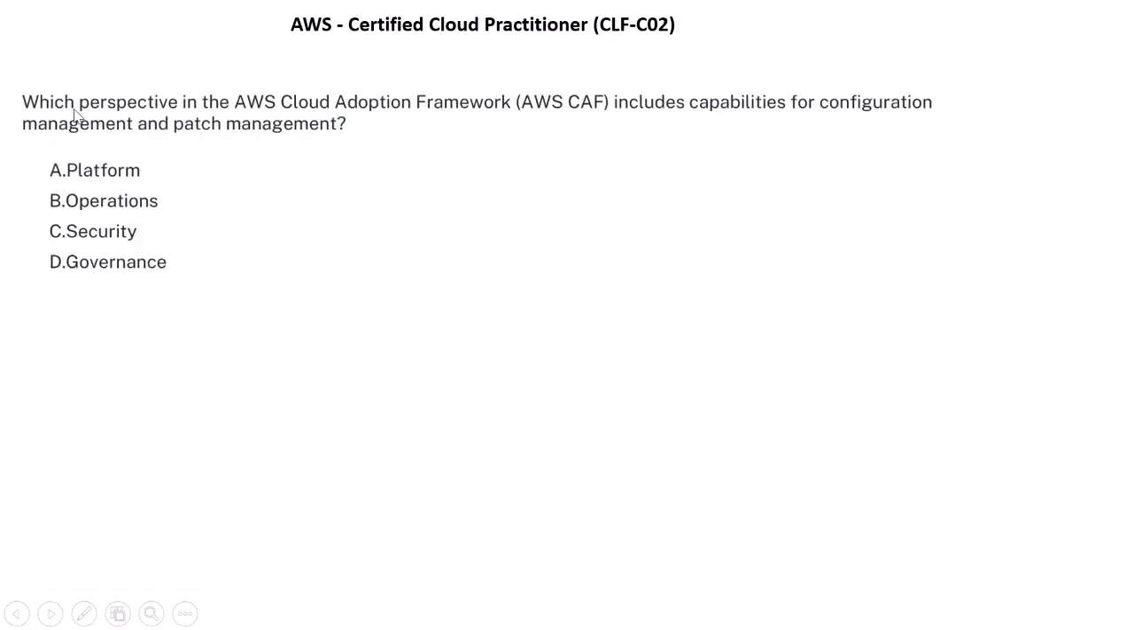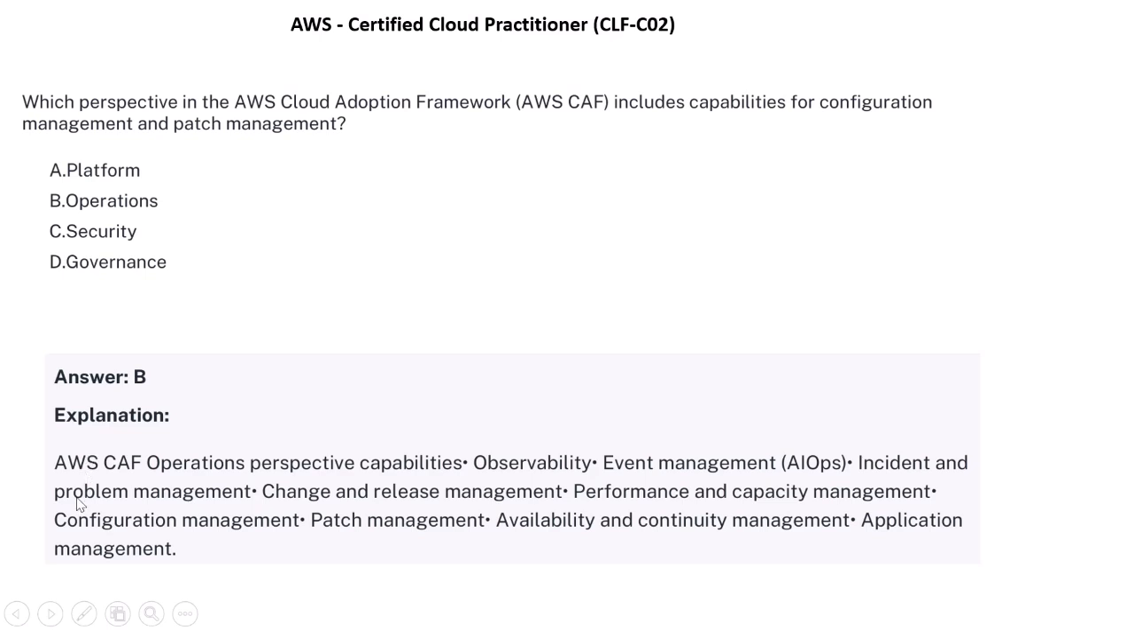Next question. Which perspective in the AWS Cloud Adoption Framework includes capabilities for configuration management and patch management? The options are option A, platform, option B, operations, option C, security, option D, governance. The correct answer is option B. AWS CAF operations perspective capabilities: observability, event management, incident and problem management, change and release management, performance and capacity management, configuration management, patch management, availability and continuity management, application management.